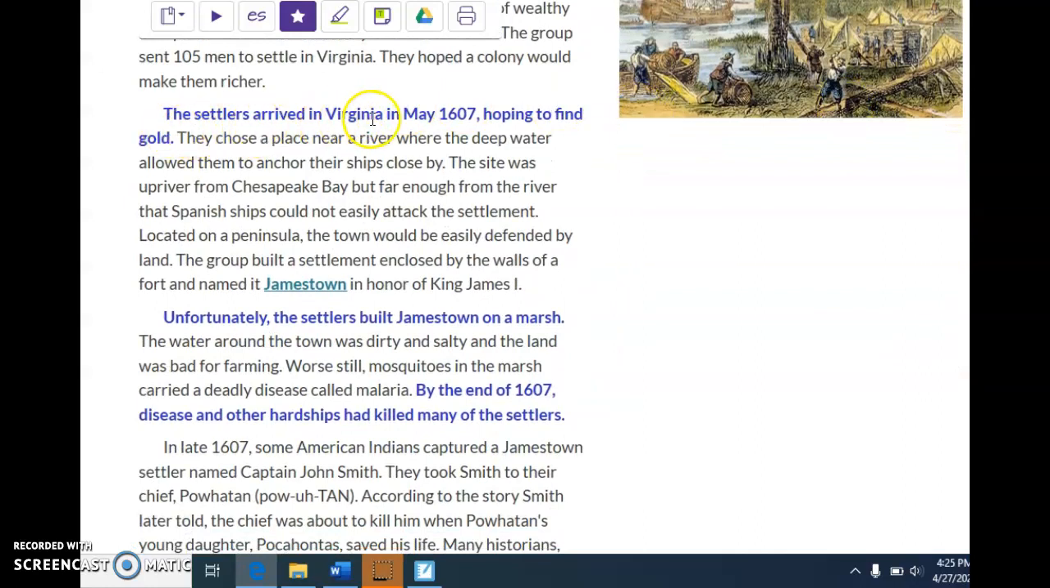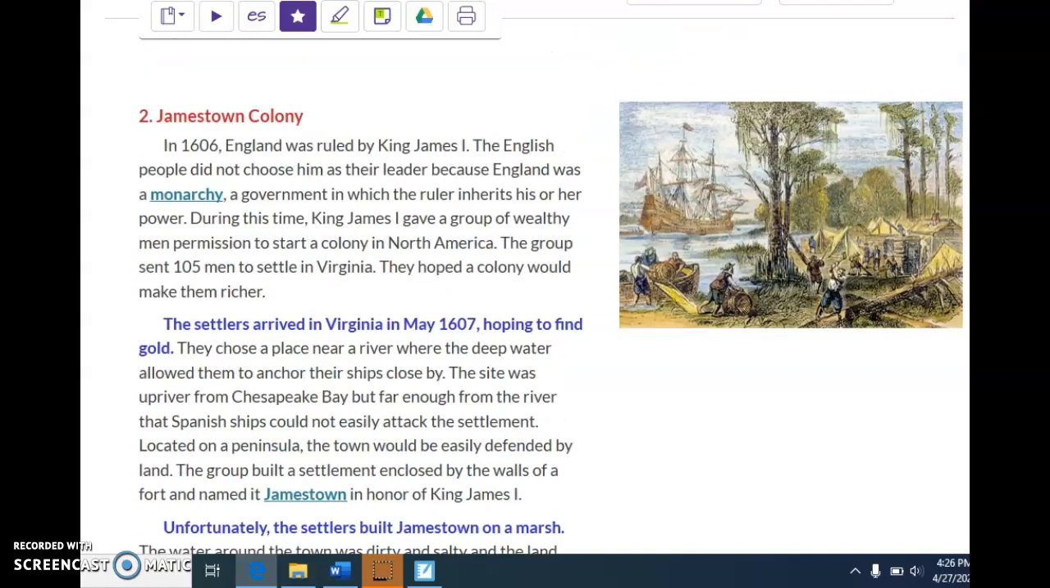The settlers arrived in Virginia in May of 1607, hoping to find gold. They chose a place near a river where the deep water allowed them to anchor their ships close by. The site was upriver from the Chesapeake Bay, but far enough from the river that the Spanish ships could not easily attack the settlement. Located on a peninsula, the town would be easily defended by the land. The group built a settlement enclosed by the walls of a fort and named it Jamestown, in honor of King James I. Now, if you remember anything about that, you'll remember that the site they chose ended up being a bad one. We'll find out a little bit more about that in the next paragraph.